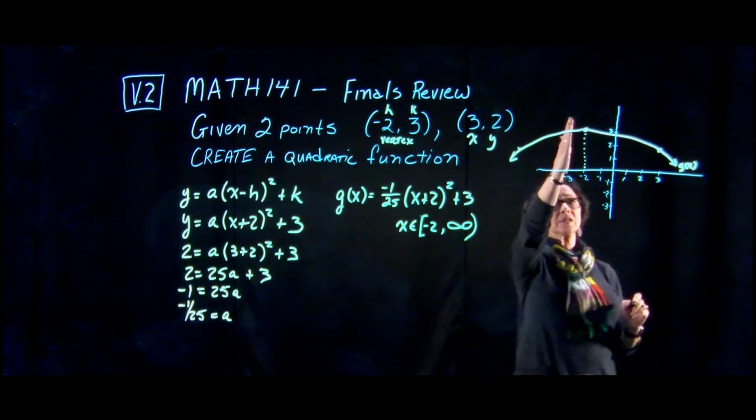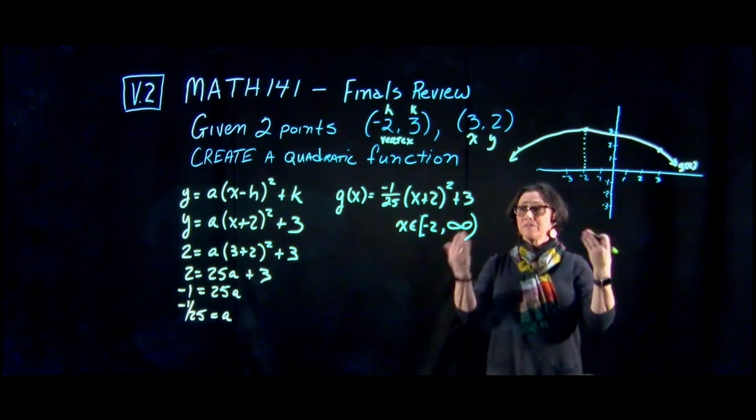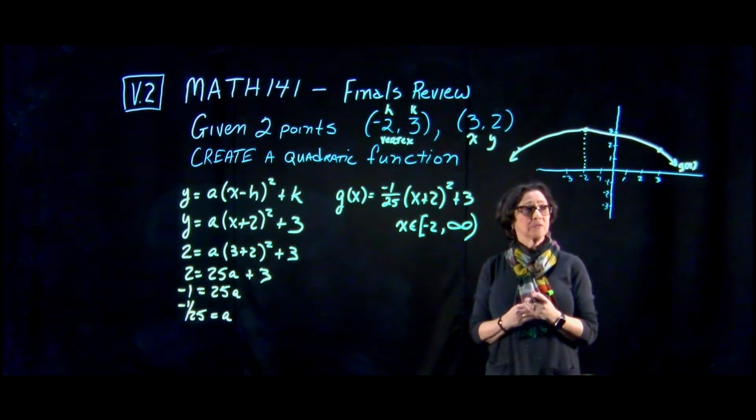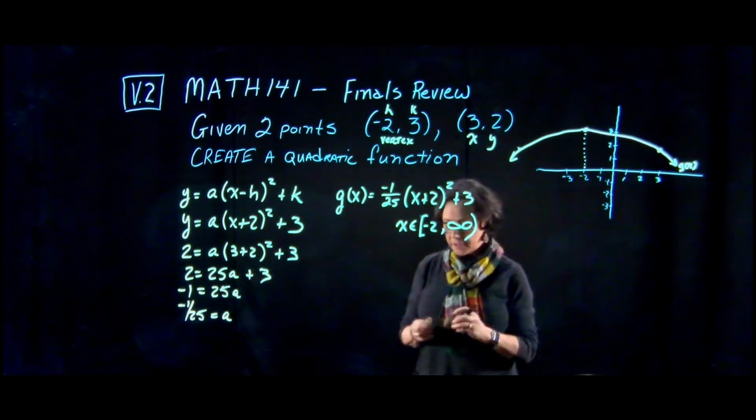So by restricting the domain to the right of the parabola, that means that when I find my square root function, which is the inverse function, it's going to be the positive square root. I'm going to take you through that process now.